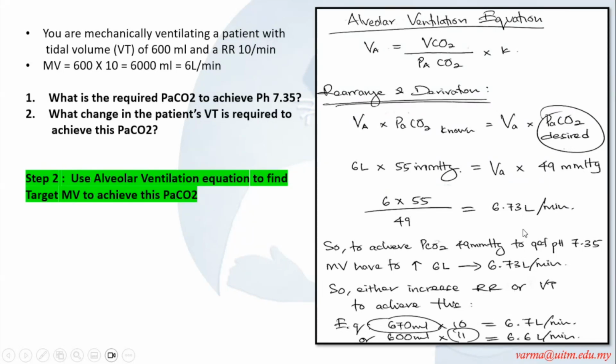So to achieve it, you can either increase the tidal volume or you can increase the respiratory rate. So either you increase the tidal volume from 600 mL to 670 mL to get 6.7, or you increase your respiratory rate from 10 to 11 or 12 to get more than 6.6 or 6.7 liters per minute. Okay, this is just a simple calculation to make you all understand, and you can practice it at your day-to-day bedside as well to understand this better.